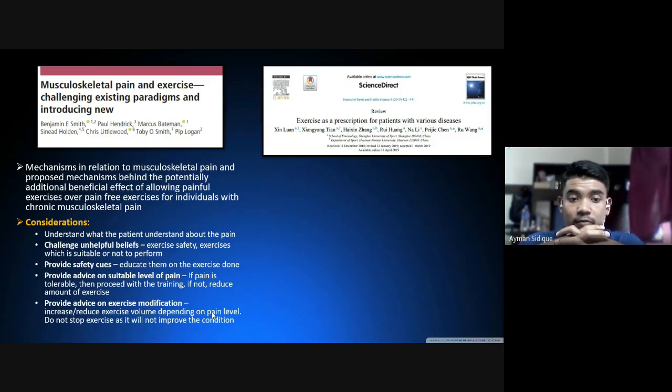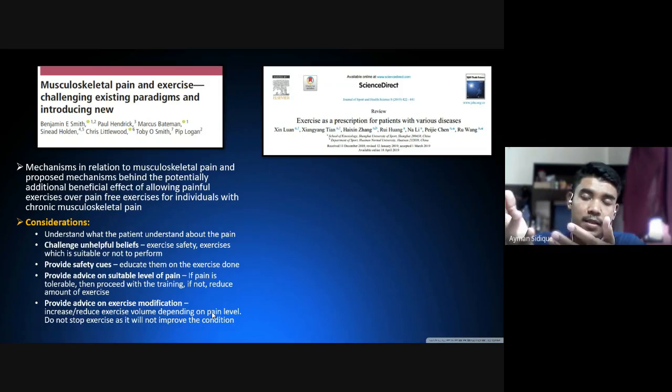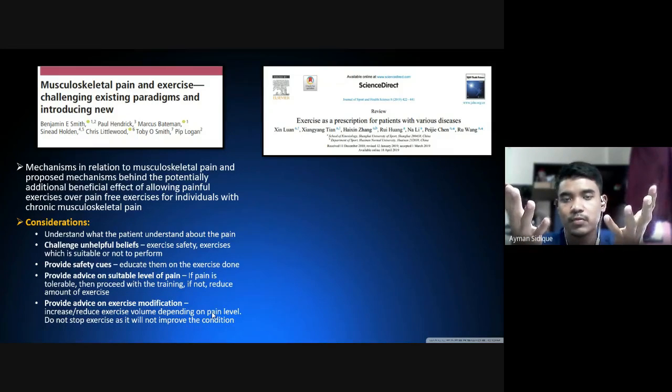Next is to challenge unhelpful beliefs. Exercise safety, which exercises are suitable or not to perform. So they need to clarify these things, the patient's belief on the exercise itself. Health professionals should provide safety cues. They need to educate the patients on the exercise done. They also need to provide advice on a suitable level of pain. If the pain is tolerable, they can still perform it. If not, the intensity or volume needs to be reduced. And provide advice on exercise modification. Like before, if the pain level is intolerable, volume or intensity needs to be reduced, and do not stop exercise as it will not improve the condition.